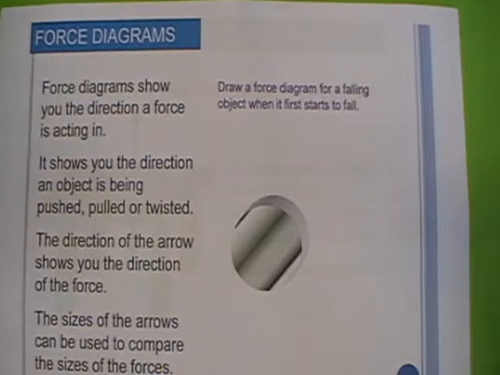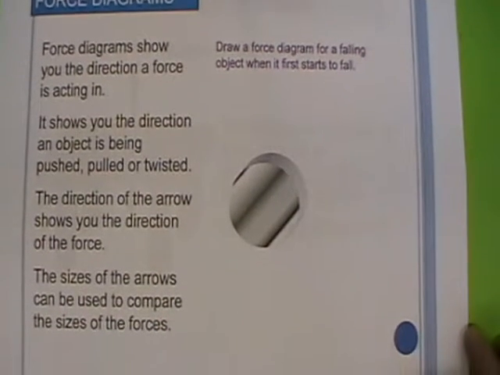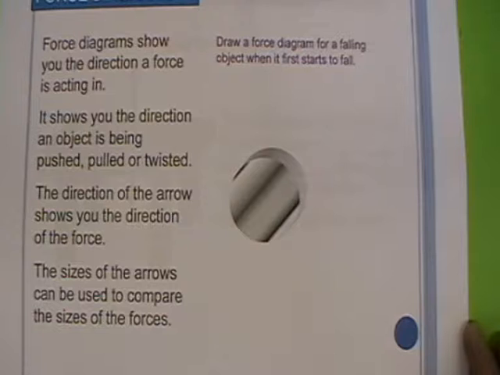Sometimes you're asked to draw force diagrams, and force diagrams are not very complicated. It's just a diagram of an object which shows any forces that are acting on it. It shows the direction an object is being pushed, pulled or twisted. The direction of the arrow shows you the direction of the force, and the size of the arrows can be used to compare the sizes of the forces.